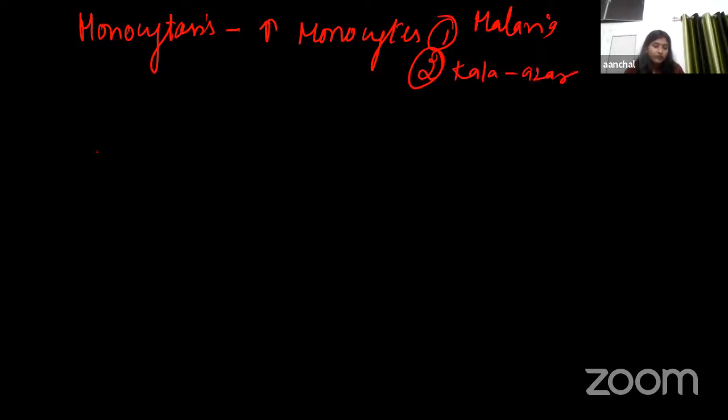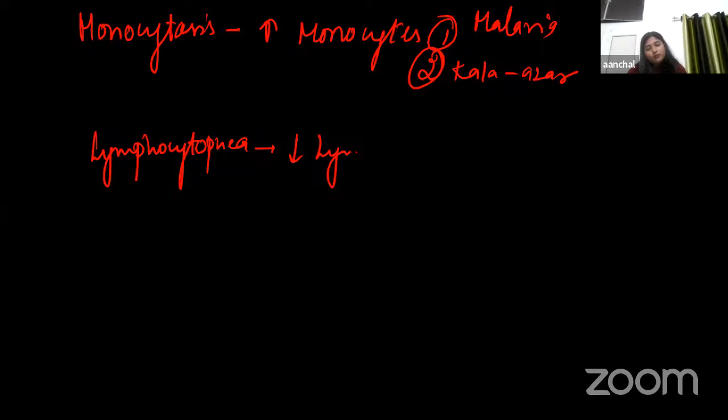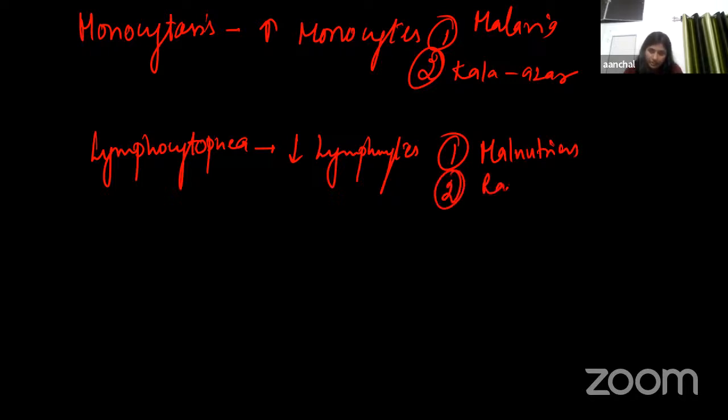Now next we have lymphocytopenia. So again, penia indicates decrease in lymphocytes, right? And the causes could be due to malnutrition, due to radiation therapy. So these are the causes of lymphocytopenia.